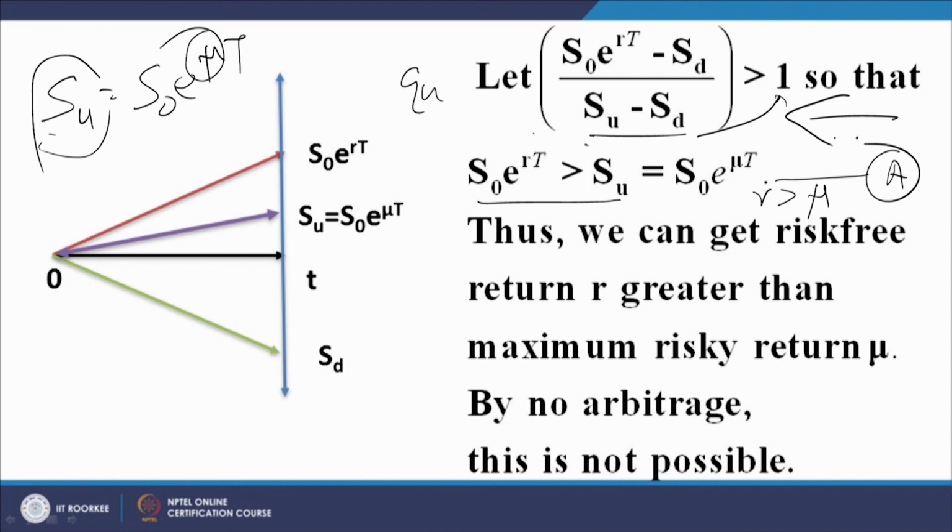Similarly, we can prove by introducing arbitrage considerations that this cannot be negative either. The situation where 0 is greater than this cannot hold as well. So, it must necessarily be that this quantity lies between 0 and 1. Similarly, this is for q_u. We can prove the same thing for q_d as well.